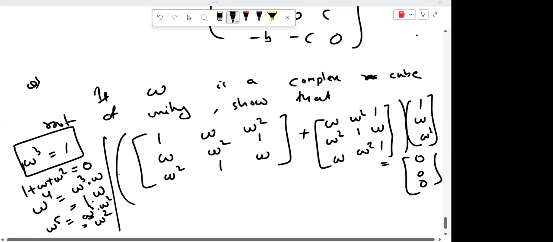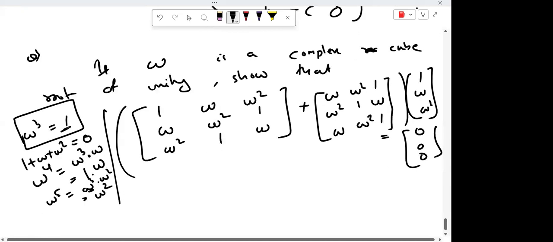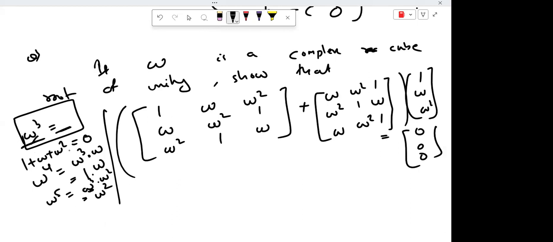Yes, you have to solve this. They are asking you to prove that this LHS is equal to a null matrix. And this w is omega. Omega is a complex cube root of unity. That means if you find the cube root of 1, then you get a cube root which is omega. This is a thing in complex numbers, class 11. But to solve this, you have to know that omega cube is 1, and there is an identity that 1 plus omega plus omega square is 0.